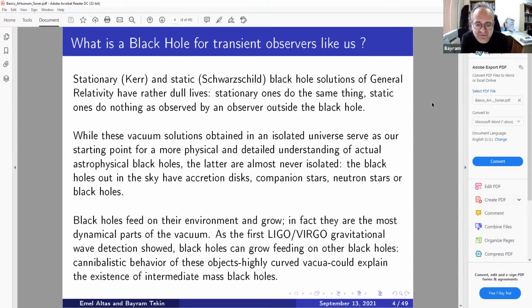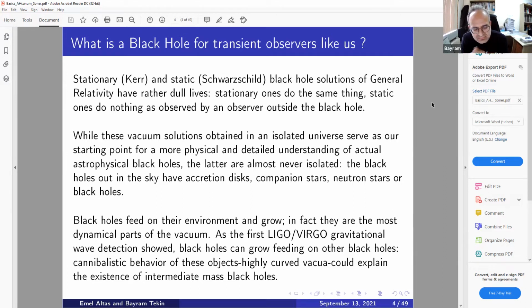But actual astrophysical black holes out there in the sky do a lot of things. They have accretion disks, they have companion stars, like neutron stars, white dwarfs, black holes, whatever you have, they are feeding on these, right? So black holes are feeding on their environment and they grow. And in fact, if you think about it, they are the most dynamical parts of the vacuum. There is nothing there, but the vacuum still is dynamical. And the first LIGO and Virgo gravitational wave detection showed that black holes can grow feeding on other black holes. So two black holes can eat each other, become a larger one. That larger one can eat another black hole and then become even a larger one. So they are basically cannibalistic objects.